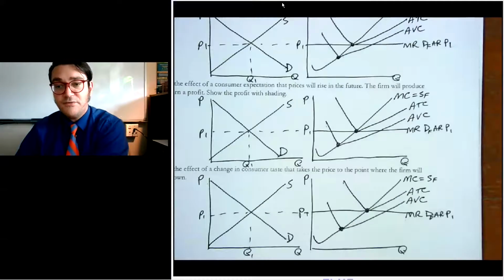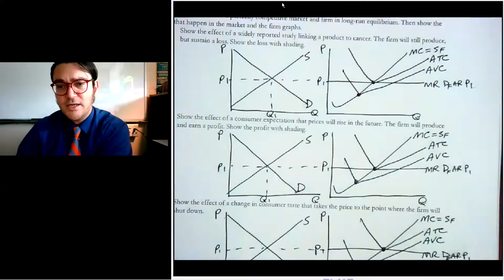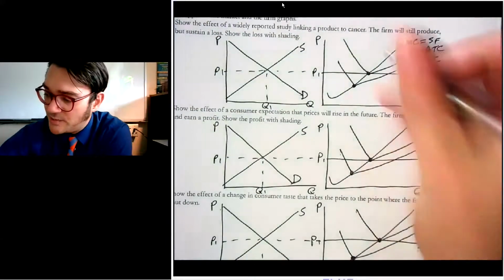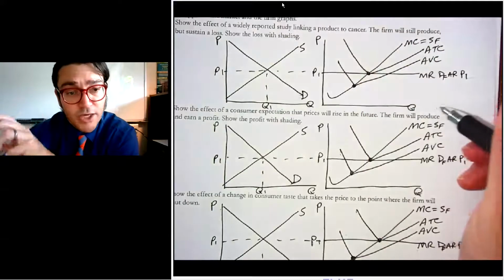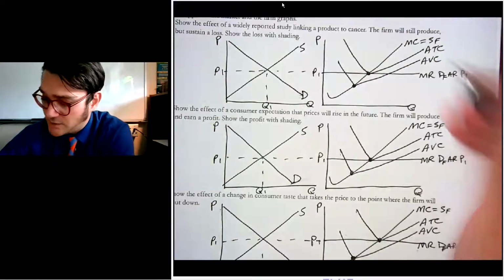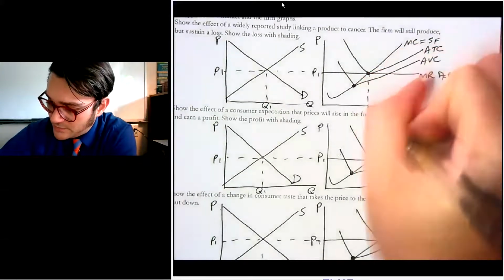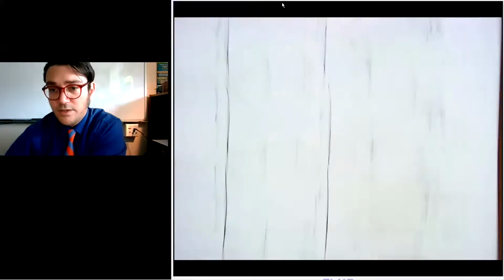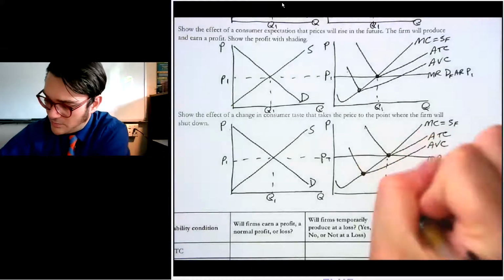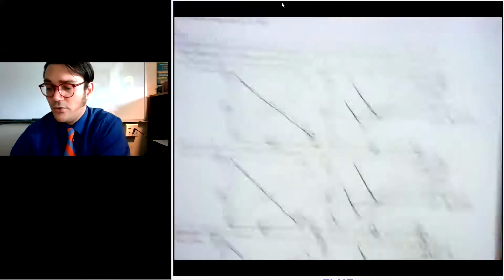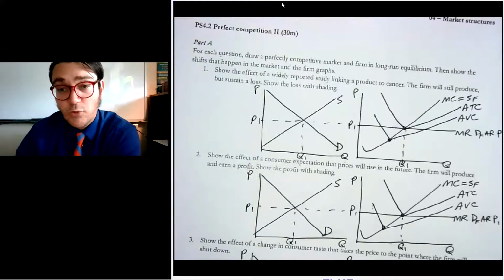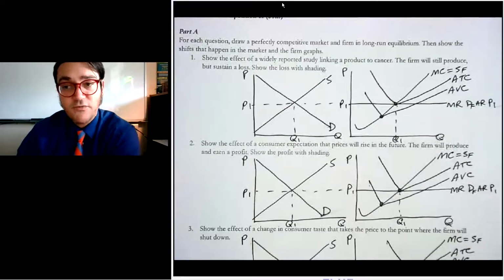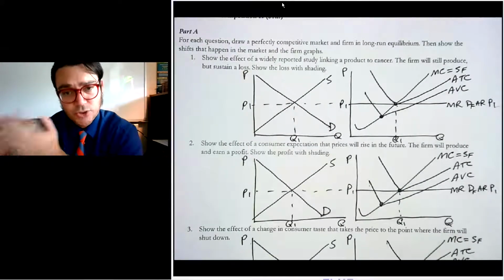Okay, so now we've got basically the basic graph, right? Before we go on, let's go ahead and label where they're going to produce. Remember, they produce the quantity where MR equals MC. So put that here. So that's quantity 1, and quantity 1. Okay. Show the effect of a widely reported study linking a product to cancer. The firm is going to produce but sustain a loss. Show the loss with shading.